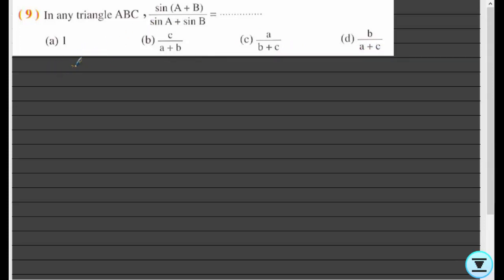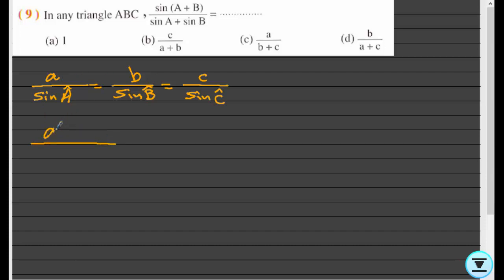First we will write the sine law. In any triangle ABC, we can say that a over sine A equals b over sine B equals c over sine C. Now from this proportion and using the properties of proportion, we can say that a plus b over sine A plus sine B equals one of the ratios, equals c over sine C.